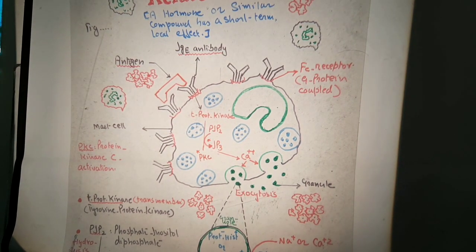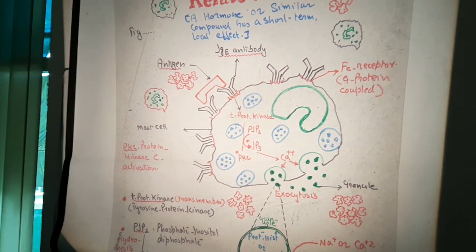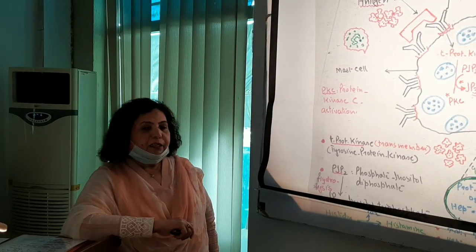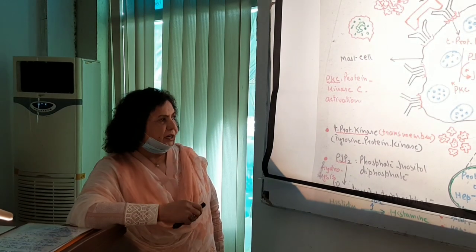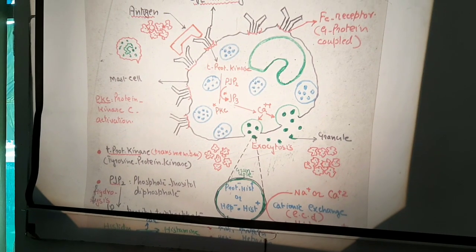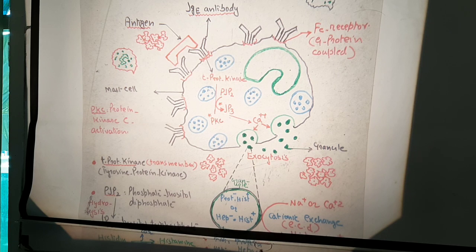This activation of transmembrane protein kinase then activates phosphoinositol diphosphate, which activates inositol triphosphate. I have discussed these because phosphoinositol triphosphate and diacylglycerol are second messengers. Calcium is also a second messenger, and they are required for various pharmacological and physiological functions. When inositol triphosphate is activated, it is responsible for releasing the calcium ions.